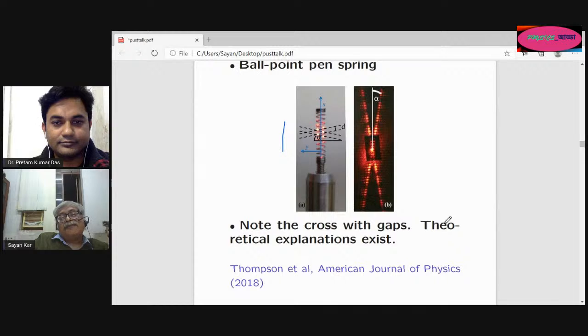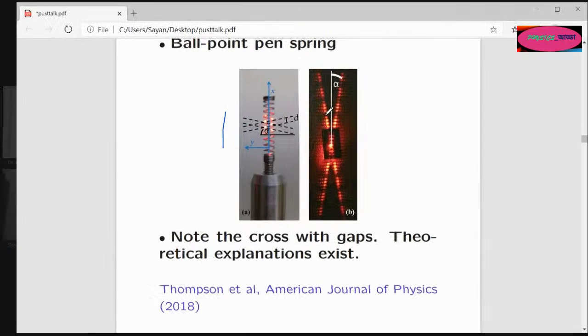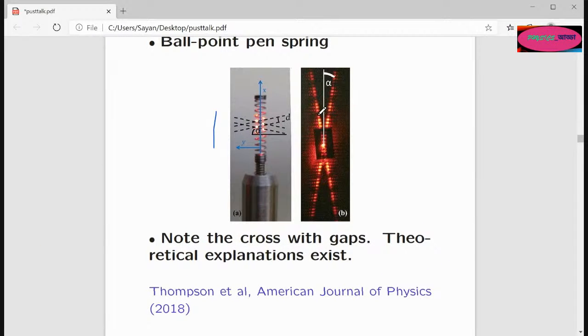Now, if you do it carefully and correctly, you would get a diffraction pattern. So what is that diffraction pattern? That's this cross over here. So you see a cross, and there is this angle alpha with respect to the vertical over here. So you note the cross with the gap. These are essentially the dark regions, or the diffraction destructive interference regions, and of course the rest are the constructive interference region.